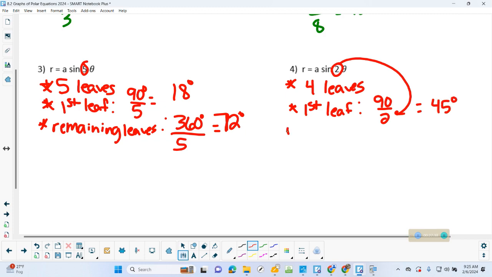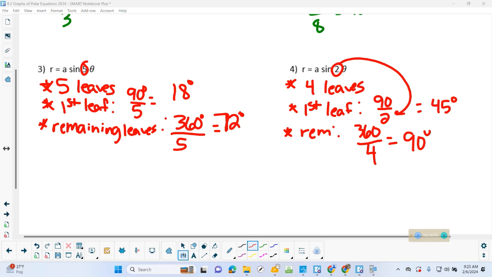And then to get the rest of the leaves, it's 360 over, there's 4 of them. I saw a hand up, I'll answer it in a second. So notice, of course, on the sine, the odd is easy. To get your first leaf, it's just the 90 over 5. But here, of course, you're even. You're still just doing the 90 over 2. You're doing the coefficient on theta.